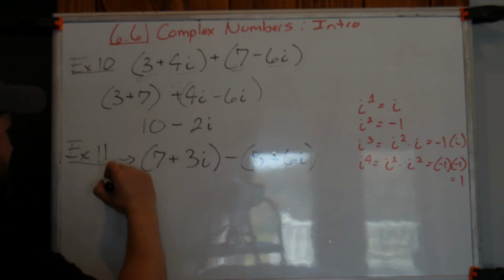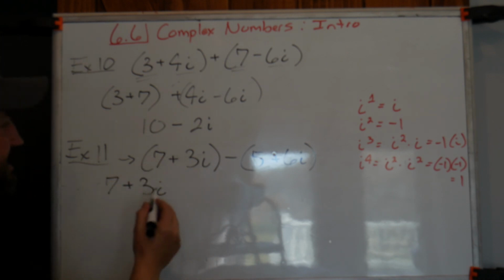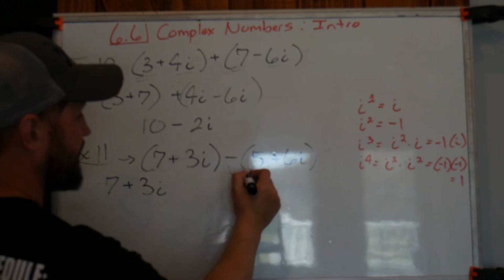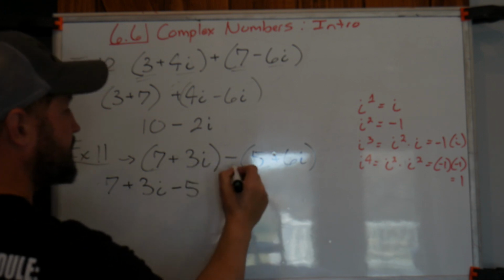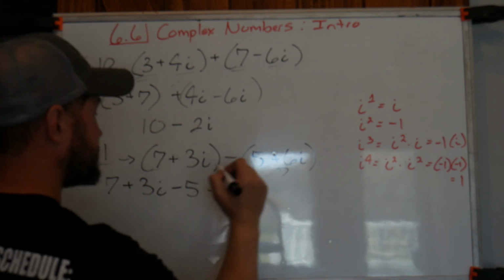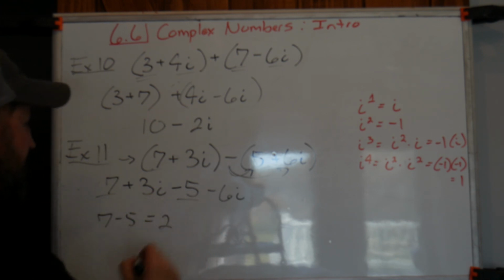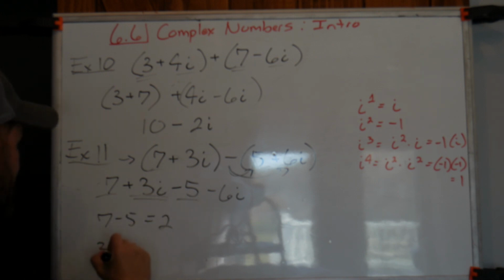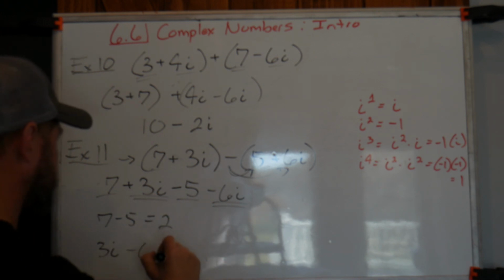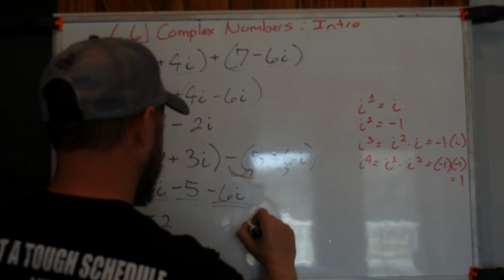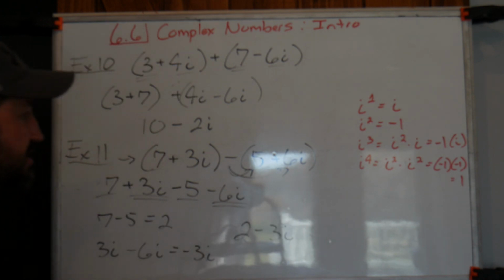So I might as well distribute first. I don't need these in parentheses because this quantity doesn't matter. I'm concerned with my numbers, my variables, my imaginaries. I just want sames, anything that's the same. I'm going to distribute my negative. So minus 5 minus 6i. I have 7 minus 5 equals 2. I have 3i minus 6i equals a negative 3i. So my answer is 2 minus 3i.